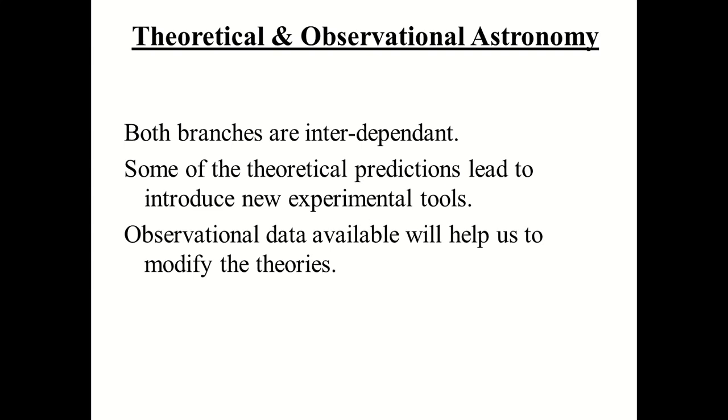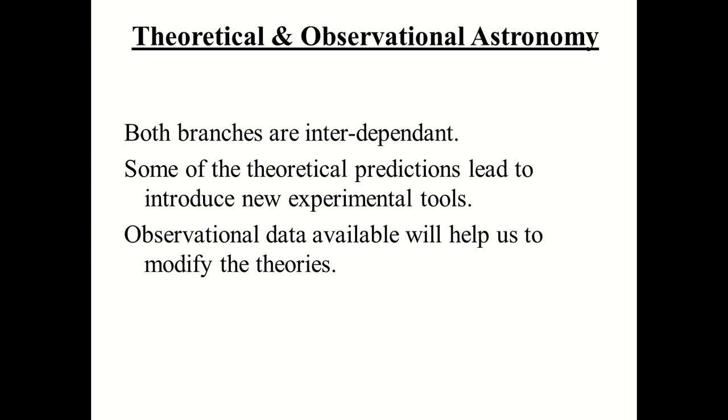The two important branches of astronomy based on the method of study are theoretical astronomy and observational astronomy. These two branches are both interdependent, like all other theoretical and experimental physics.